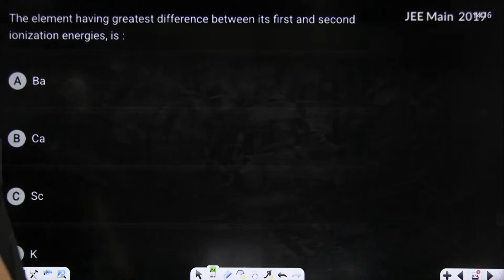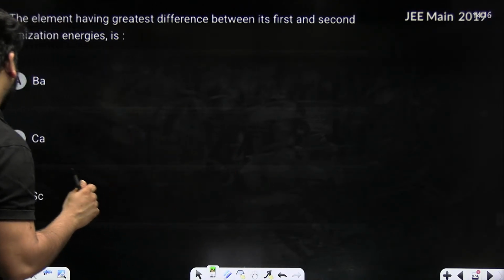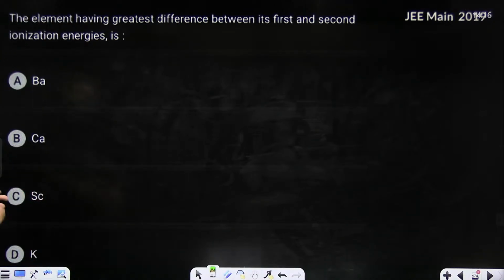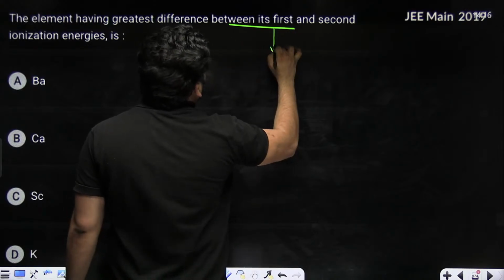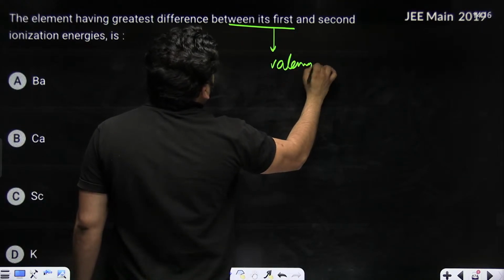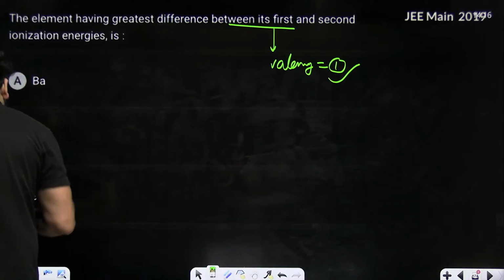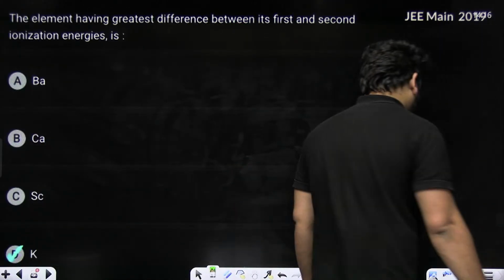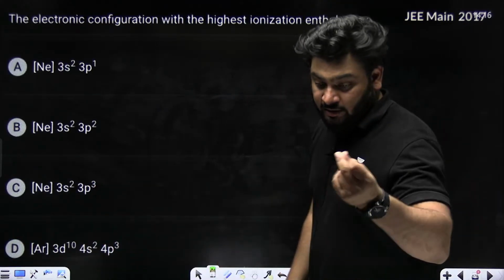The element having the greatest difference between the first and second ionization enthalpy will be what? Okay, first and second ionization enthalpy. If the first ionization enthalpy is done, that means its valency will be 1, and right after losing one electron, it becomes a stable noble gas configuration. So I think potassium is the correct answer without any doubt. Check it out. So that's how we do it as quickly as possible.